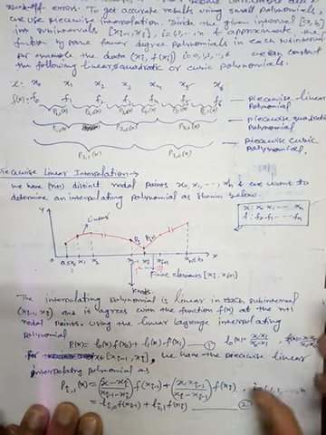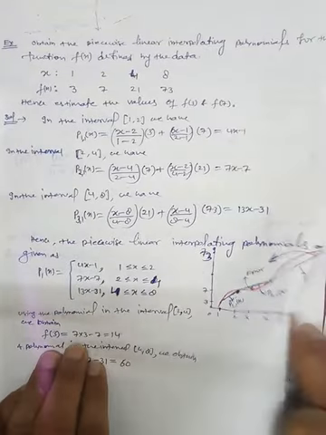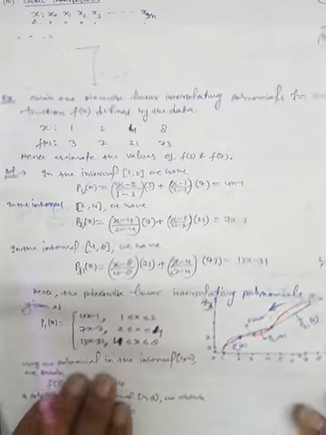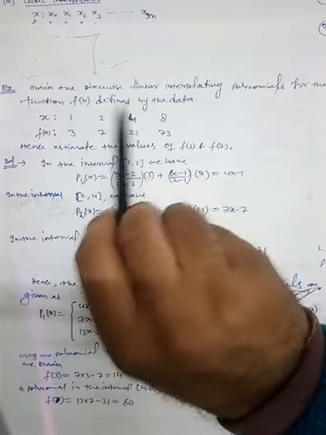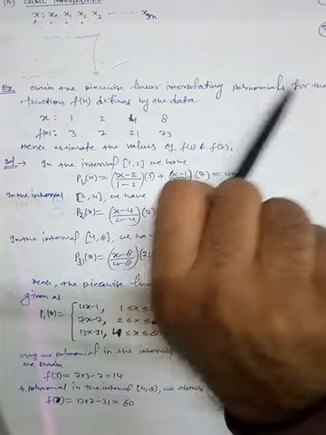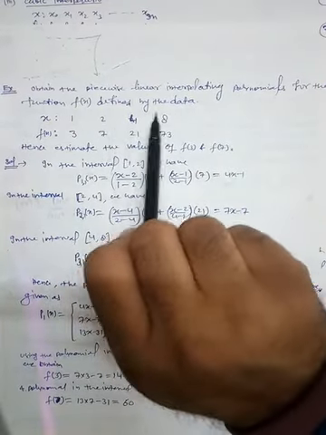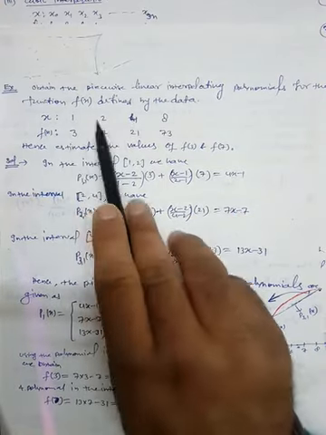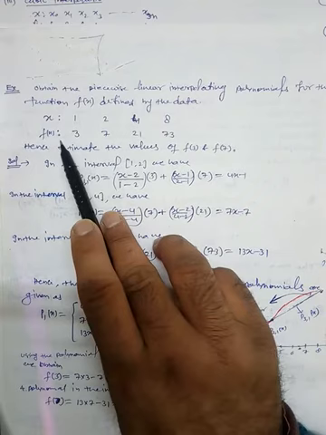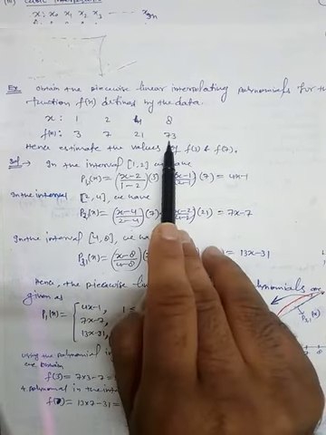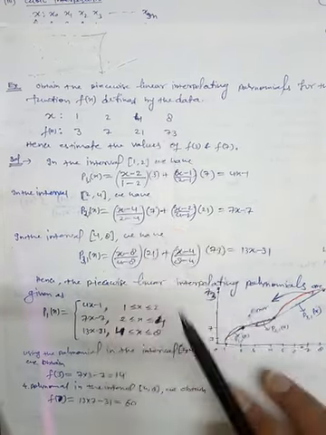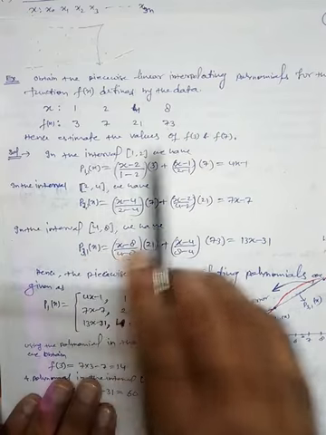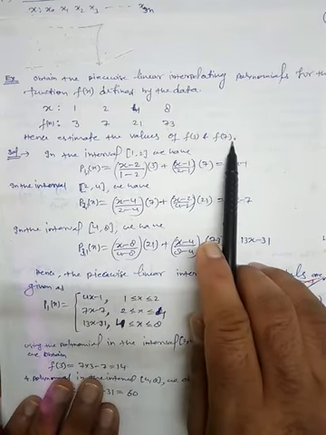Now we will take one example to understand the concept. Obtain the piecewise linear interpolating polynomial for the function f of x defined by the data x is 1, 2, 4, 8 and f of x is 3, 7, 21 and 73. Hence estimate the values of f of 3 and f of 7.